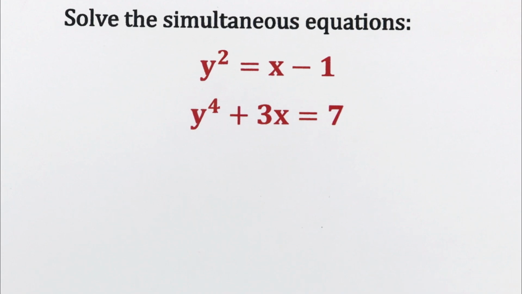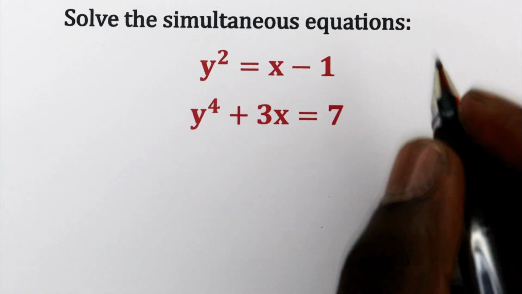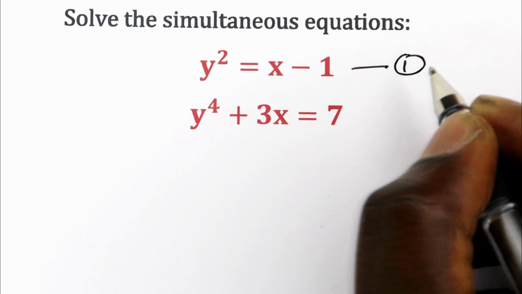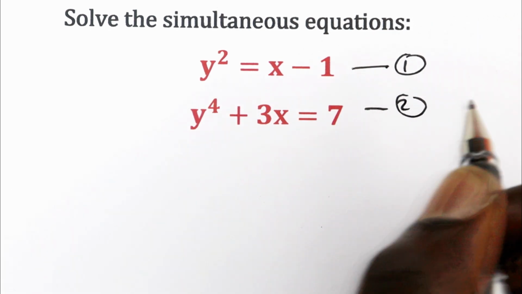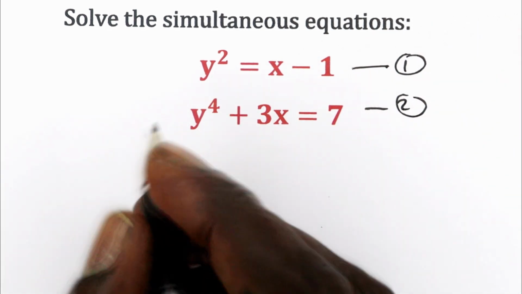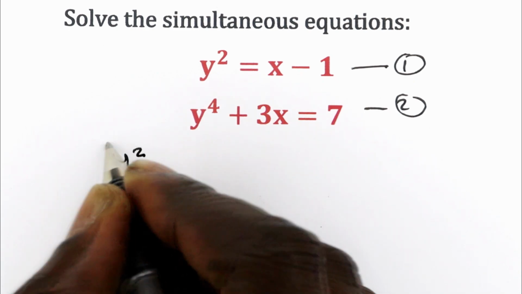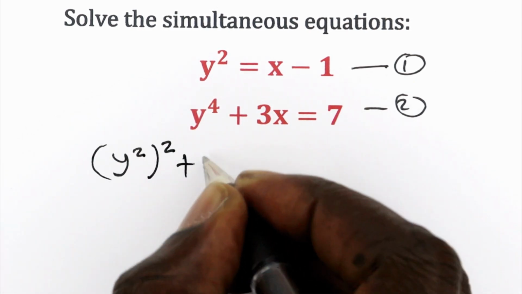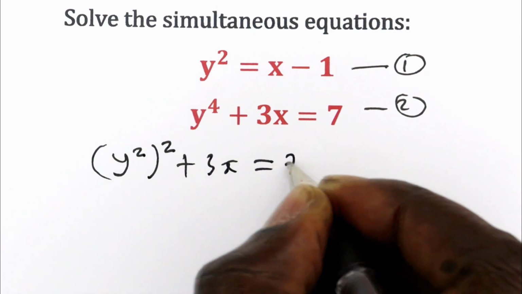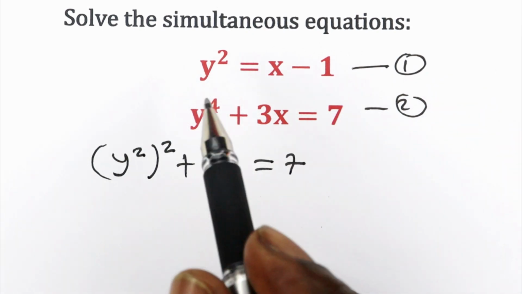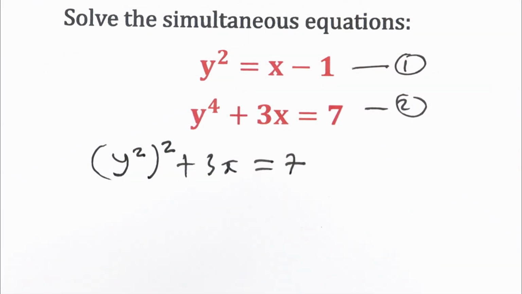Solve the simultaneous equations y squared is equal to x minus 1 and y power 4 plus 3x equal to 7. So you can just start by naming these equations, equation 1 and equation 2. So now you can rewrite equation 2 as y squared squared plus 3x is equal to 7.